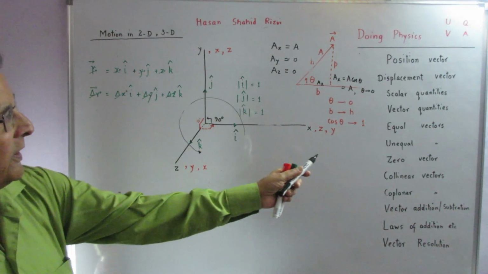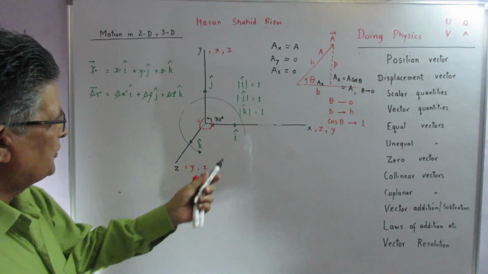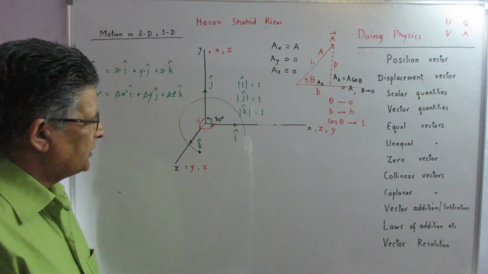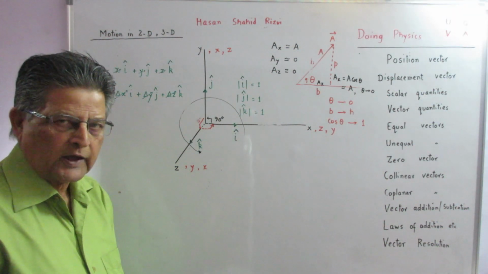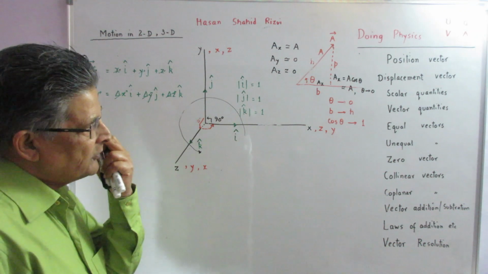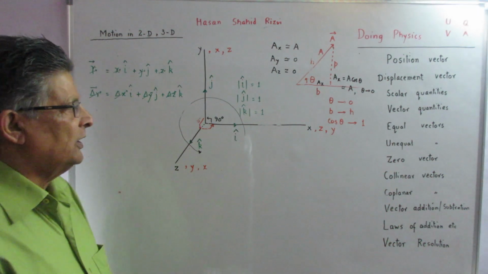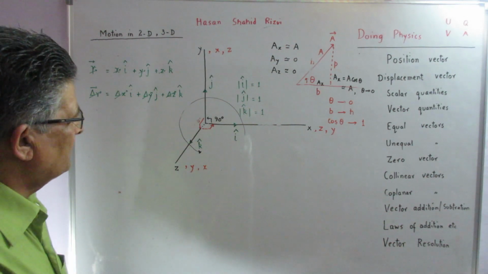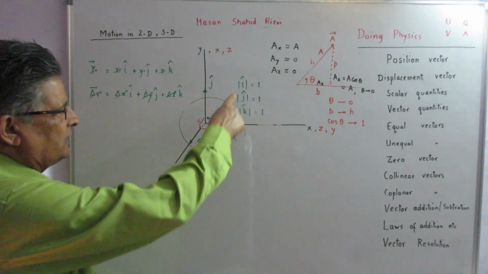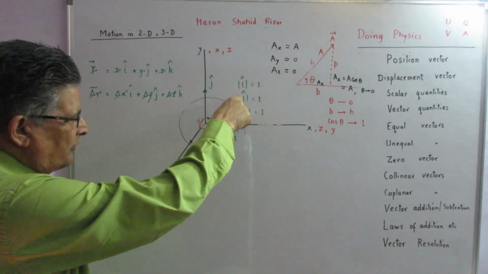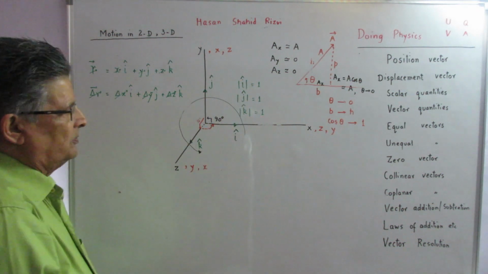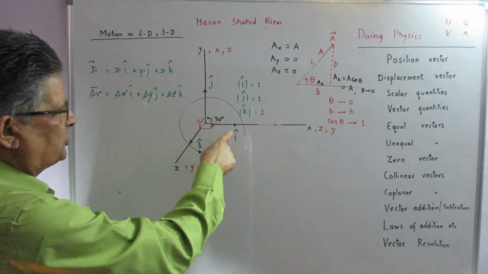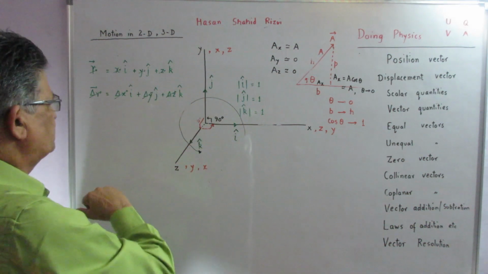So here I was introducing you the unit vectors i, j and k in the three directions x, y and z respectively, which are mutually perpendicular, orthogonal to each other. And the one thing which I introduced was that the magnitude of each of these direction vectors is equal to 1.